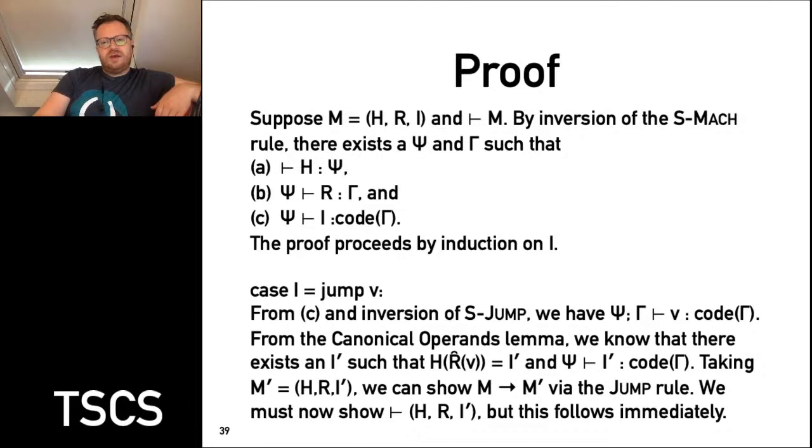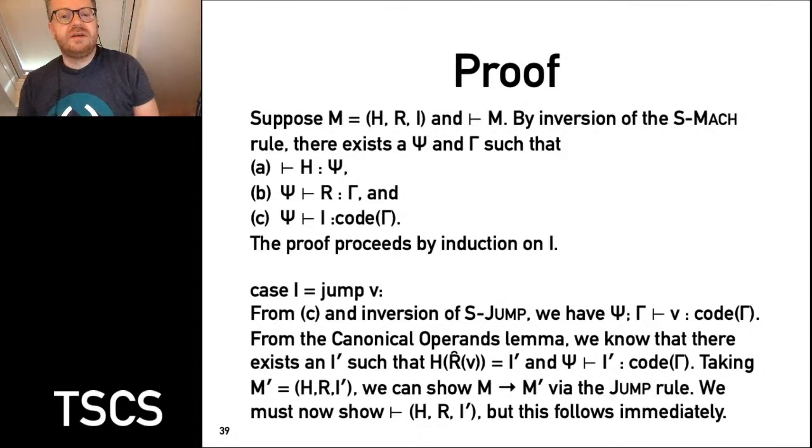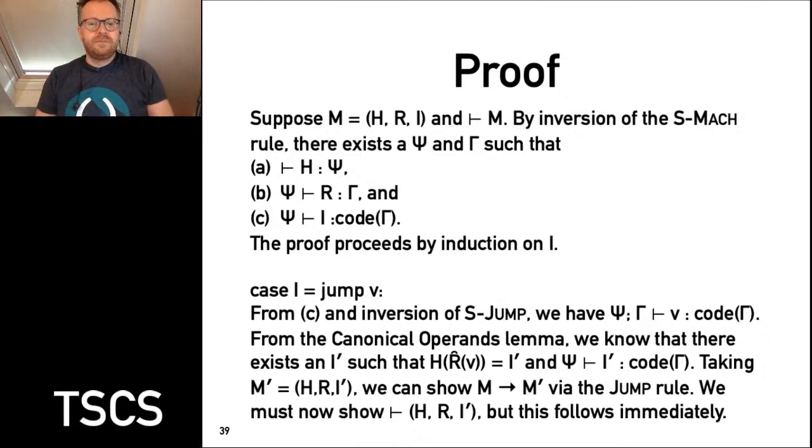In the interest of time, I'll quickly go over this proof. We have the time. So suppose you have this machine consisting of the heap, the register, and the instruction set, and it is well typed. And by the inversion rule of the machine rule, you have a heap typing and register file typing such that all of these things exist.